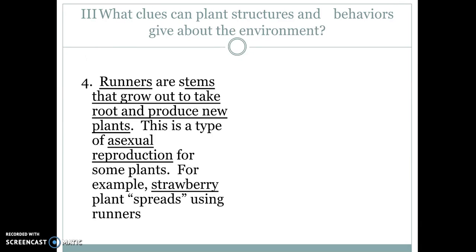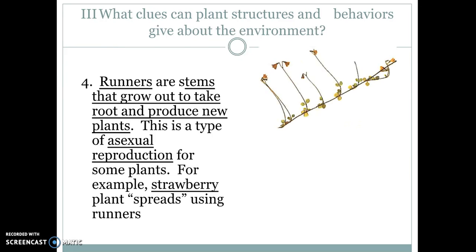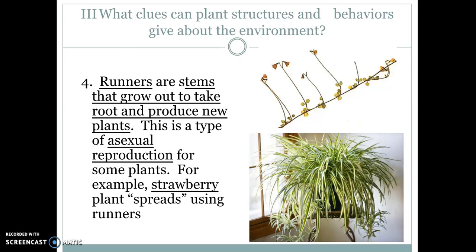The last part about stems we're going to look at are runners, and these are stems that grow out to take root and produce new plants. For example, a strawberry plant spreads using runners. So it kind of looks like a cladogram if you look at it.